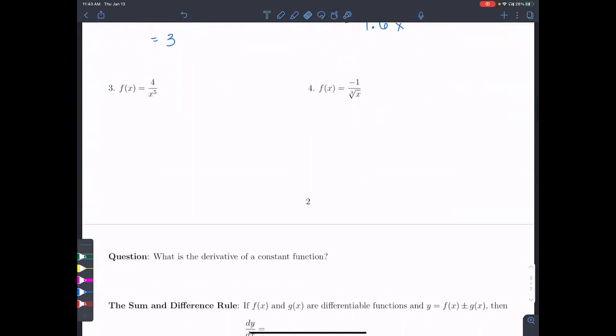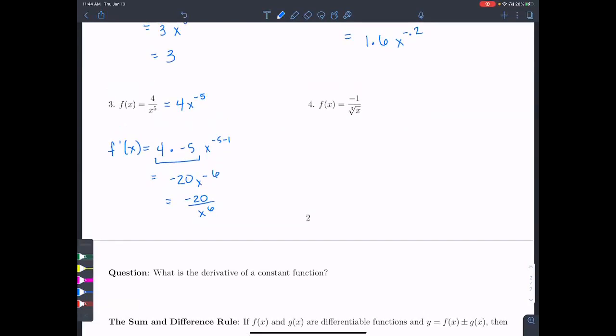So for number 3, I'm going to rewrite this using that rule I was just talking about. When an exponent is on the bottom, you can write it on the top with a negative exponent. So this 4 over x to the 5th is the same thing as 4 times x to the negative 5th. So what I'm going to do now is take the derivative. So f prime of x equals, leave that constant alone, exponent down front, decrease it by 1. So I have negative 20 multiplying these two things, x to the negative 6. And if I wanted to simplify that, I could write that as negative 20 over x to the 6, but I don't need to.